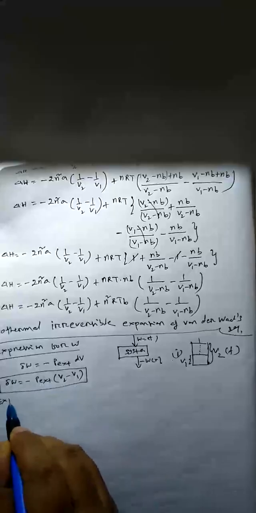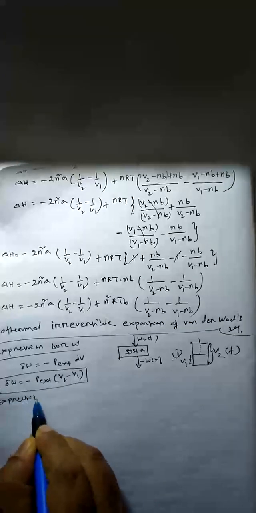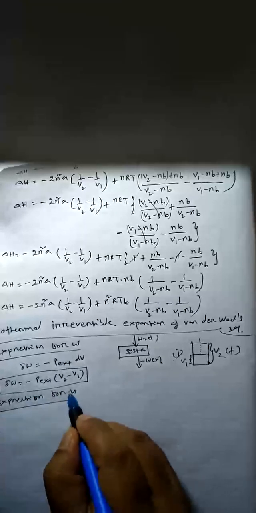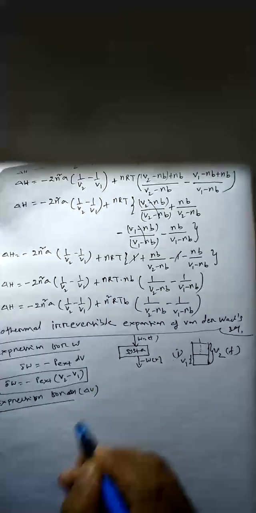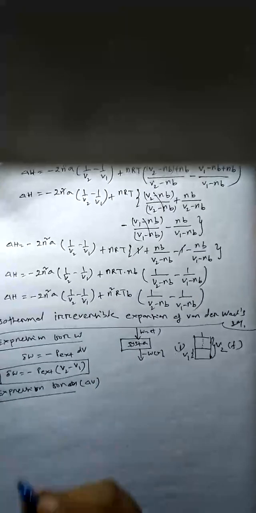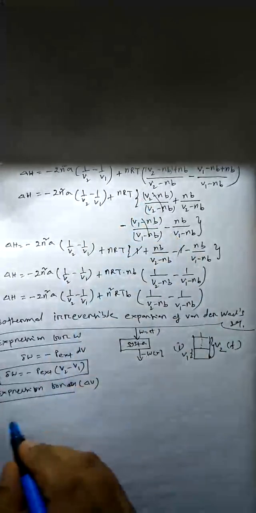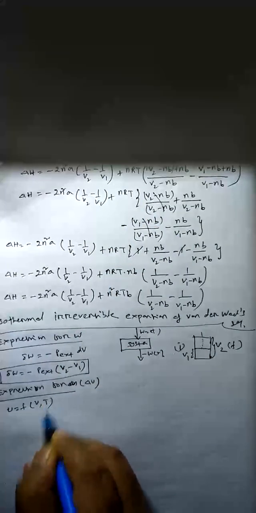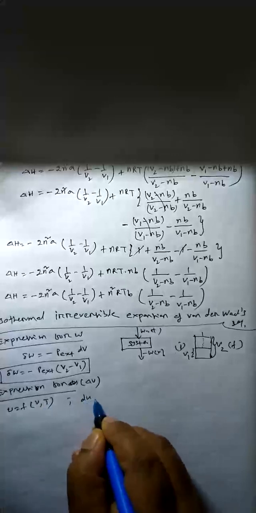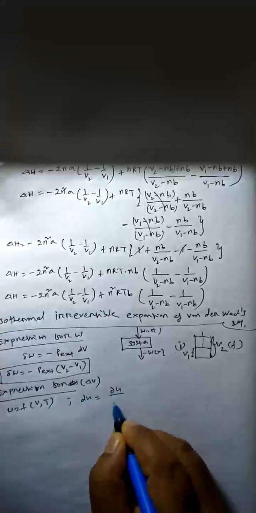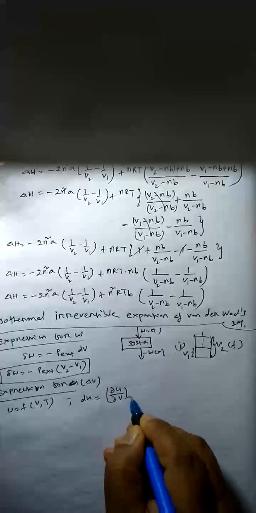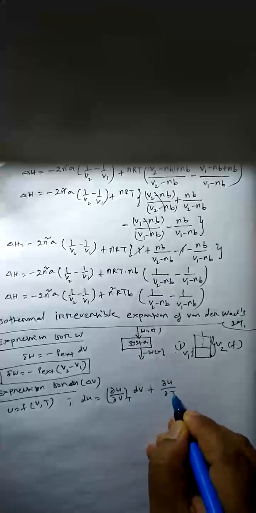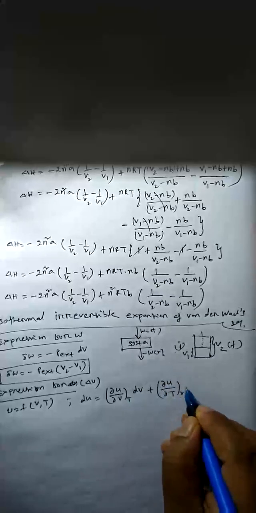This is the expression for W. Then the expression for U. U means delta U, the change in internal energy. The same process we do in the reversible process. U is a function of volume and temperature. Then dU is equal to dou U by dou V at constant temperature dV plus dou U by dou T at constant volume dT.